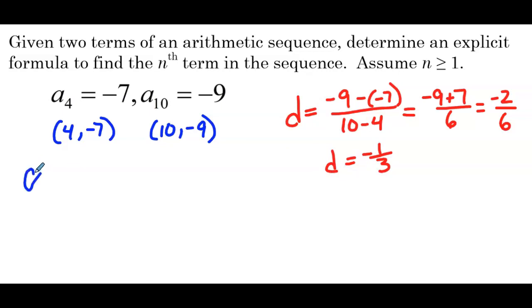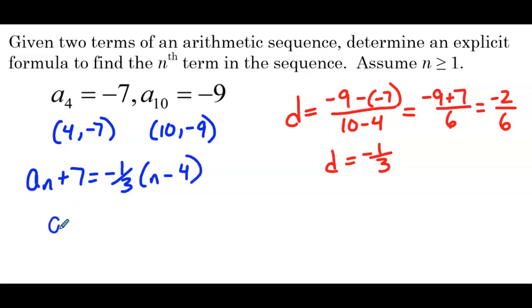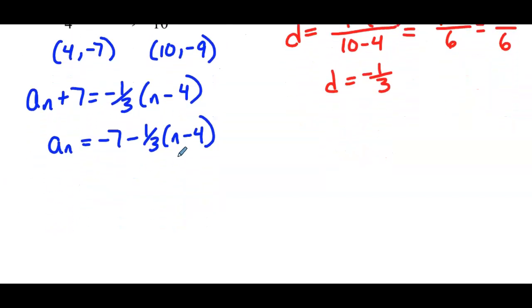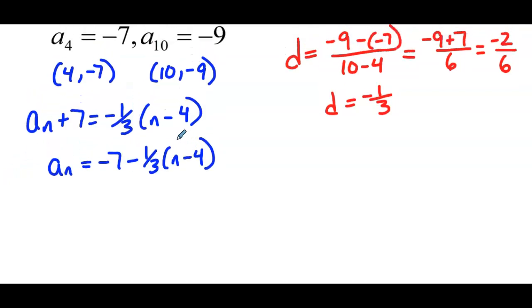So the explicit formula is a sub n plus 7 equals negative 1/3 times n minus 4. Solving for a sub n, negative 7 minus 1/3 times n minus 4. Now, oftentimes when you're asked to write the explicit formula, they use the first term, and we clearly don't even know what the first term is. So if it was a multiple choice question, my advice would be to simplify our answer here, and then simplify the answers in the multiple choice.